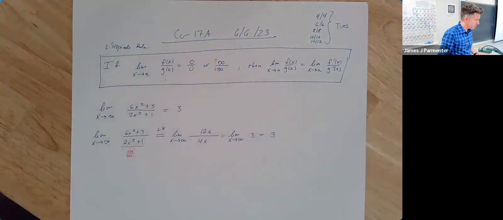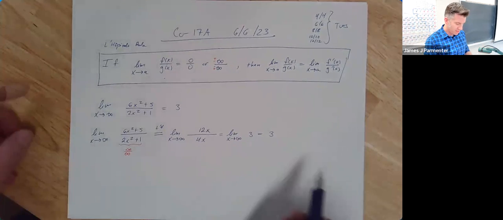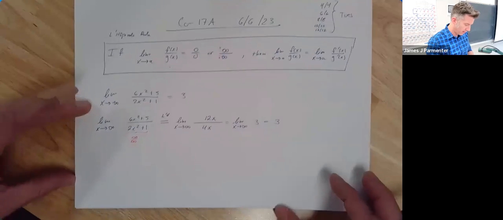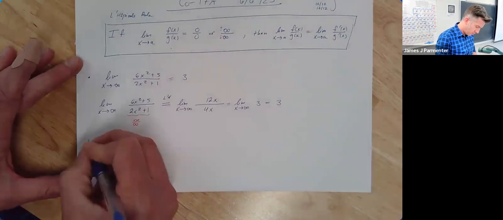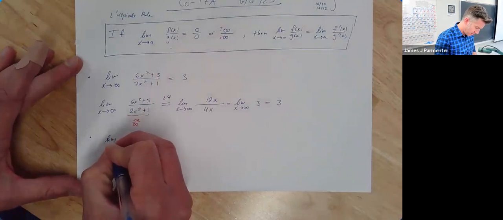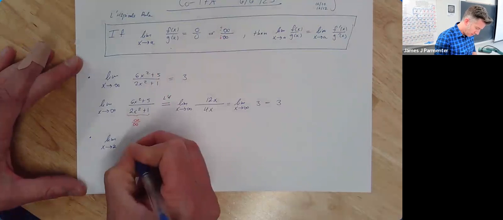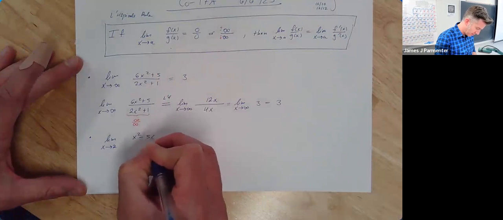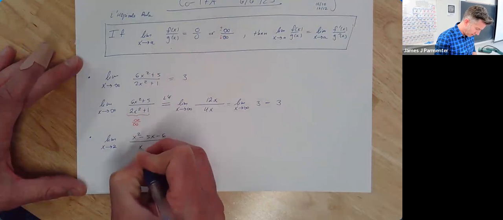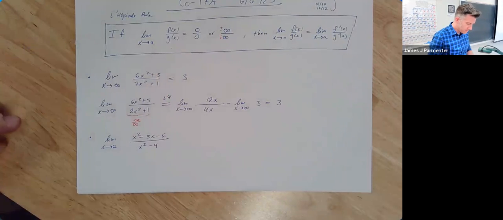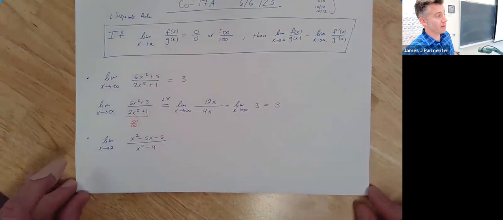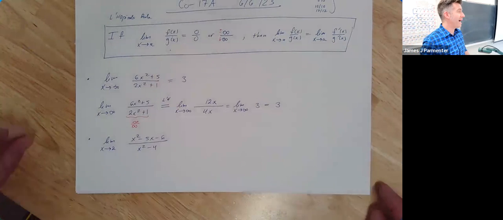Okay, let's look at a couple other examples. So there are some examples where you wouldn't use L'Hopital's rule. Like here's another example where you could do it one of two ways. The limit as x approaches 2 of x squared minus 5x minus 6 over x squared minus 4. Now I want to be super extra clear here. The limit here is not equal to 1.